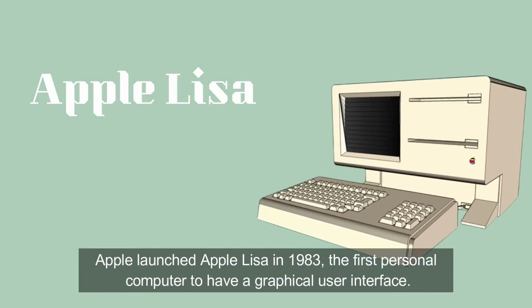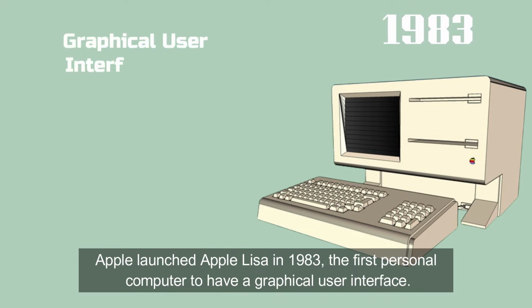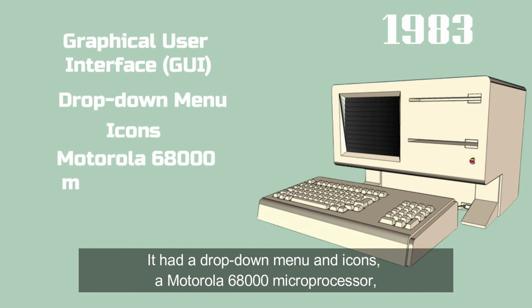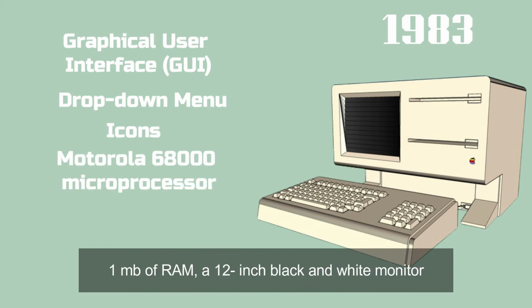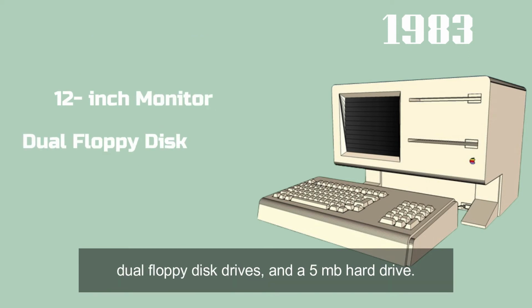Apple launched the Apple Lisa in 1983, the first personal computer to have a graphical user interface. It had a drop-down menu and icons, a Motorola 68000 microprocessor, 1 MB of RAM, a 12-inch black and white monitor, dual floppy disk drives, and a 5 MB hard drive.